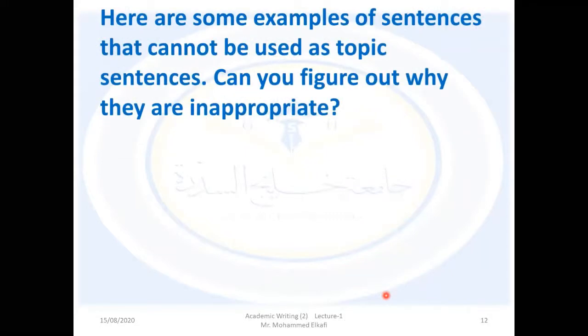And here are some example sentences that cannot be used as topic sentences. Can you figure out why they are inappropriate? Why they are not topic sentences?